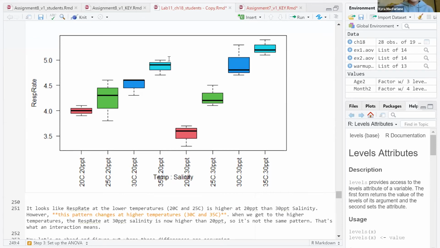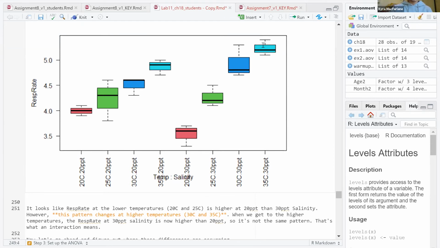And try to imagine averaging these numbers together. The average would probably be like right here. Ignoring these colors, trying to average those together, the average would be like right here, maybe. Those averages would be about the same. So excluding temperature, respiration rate by salinity at 20 parts per thousand and 30 parts per thousand are about the same. They're probably about at this 4.5 range.